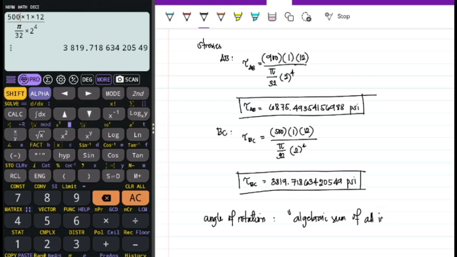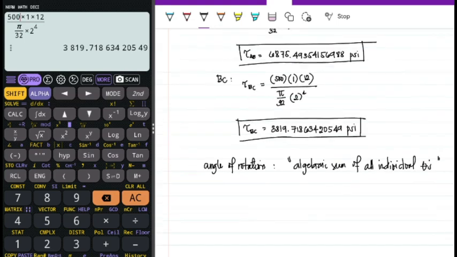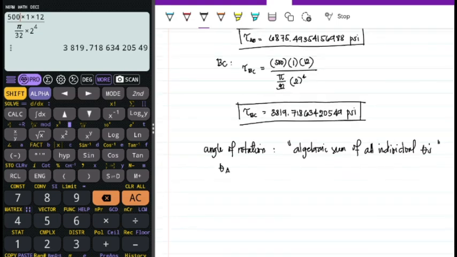Now, for the angle of rotation, please bear in mind that if there are numerous torques being applied for any given material, in order to calculate the angle of rotation, basically the angle of rotation is just the algebraic sum of all individual angles of twist. So basically for every torque, for every twist, there is a corresponding angle of twist, right? So for AB, it has its own TL over JG. For BC, it has its own TL over JG also. But for the corresponding angle of twist of the entire material, you just have to do the algebraic sum.